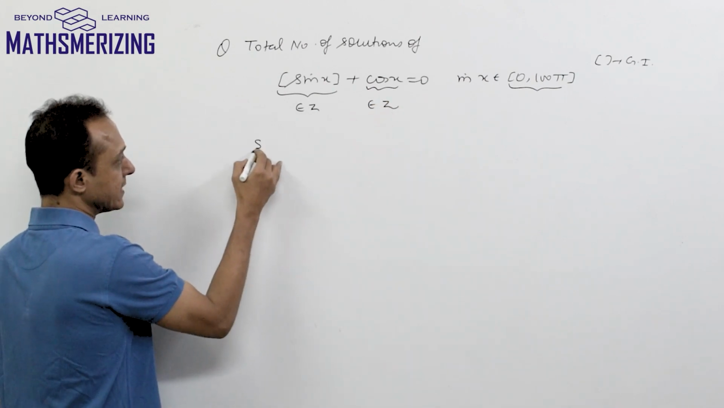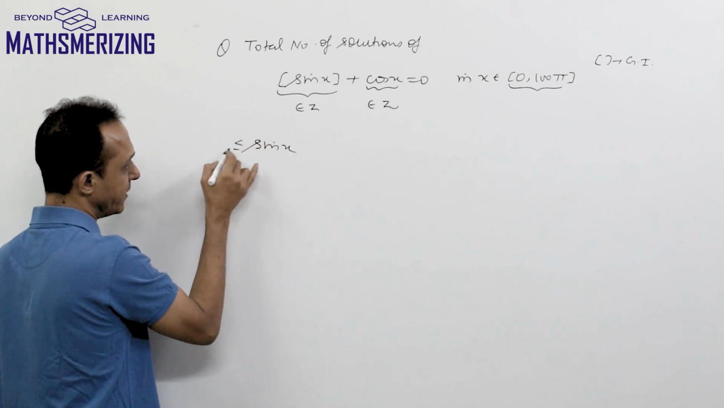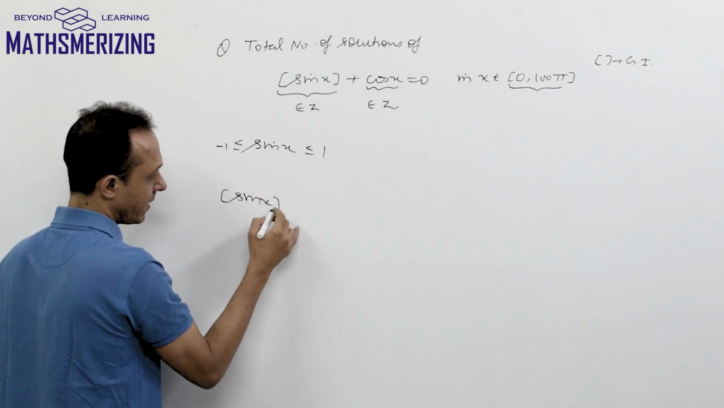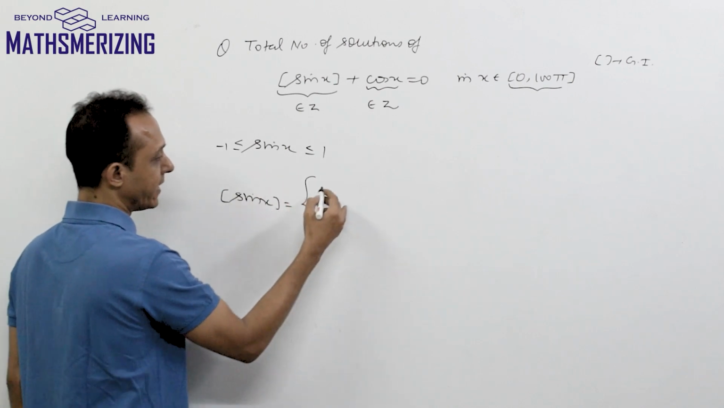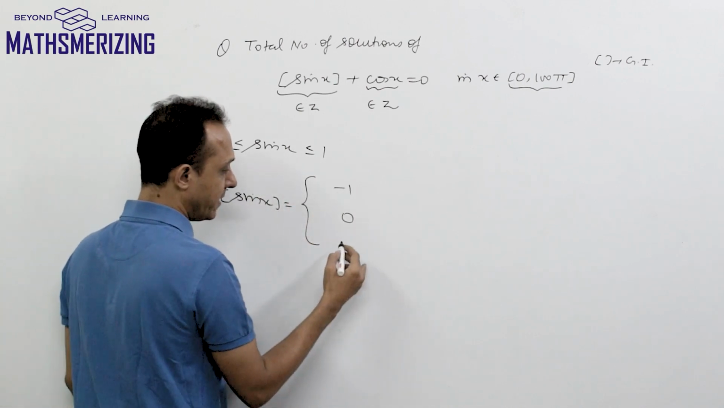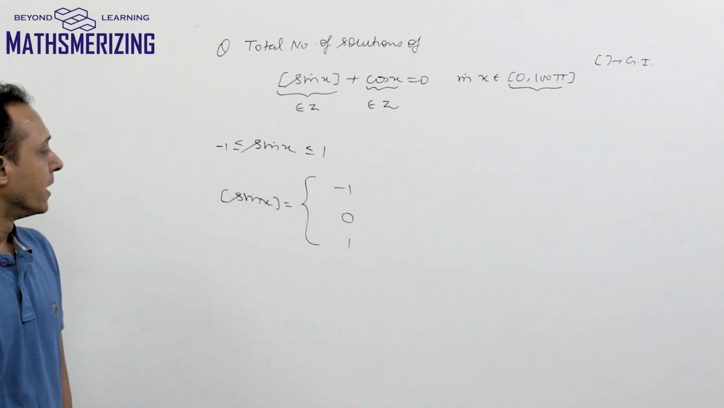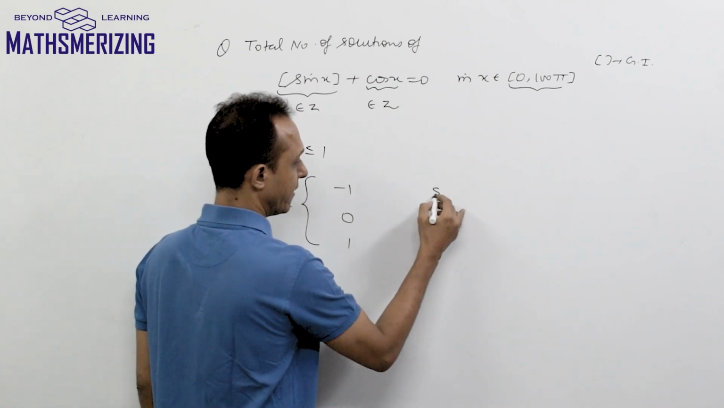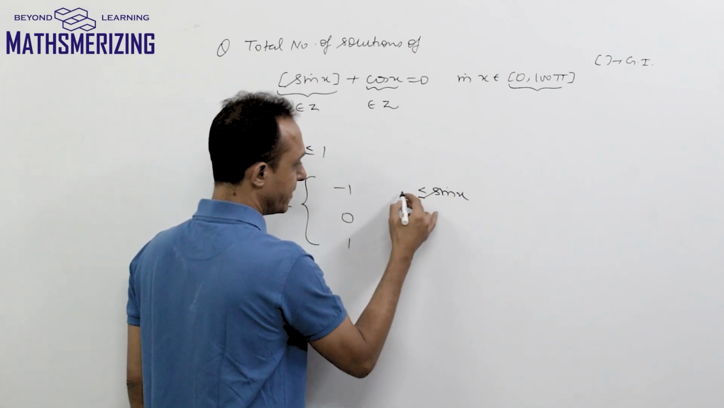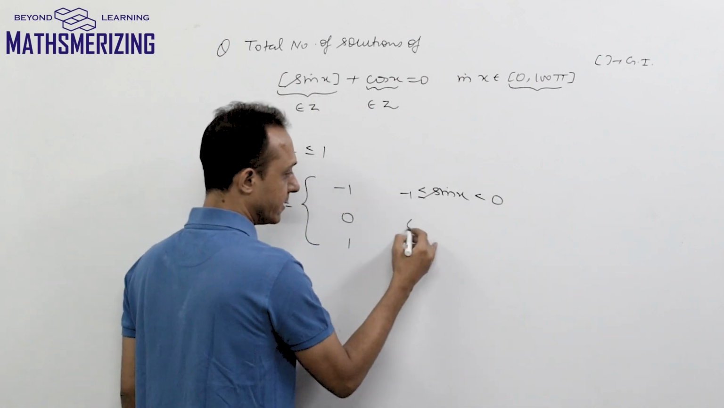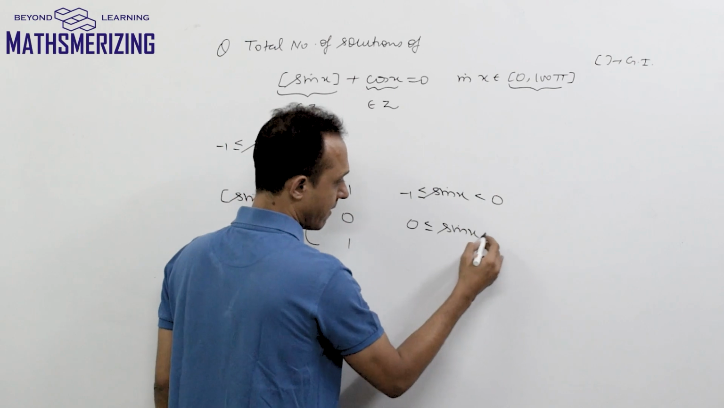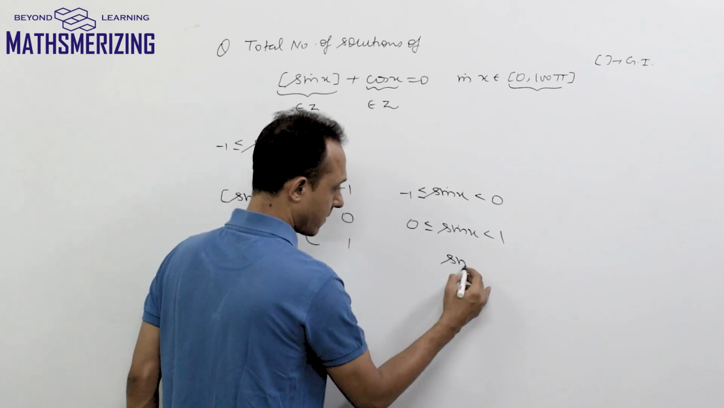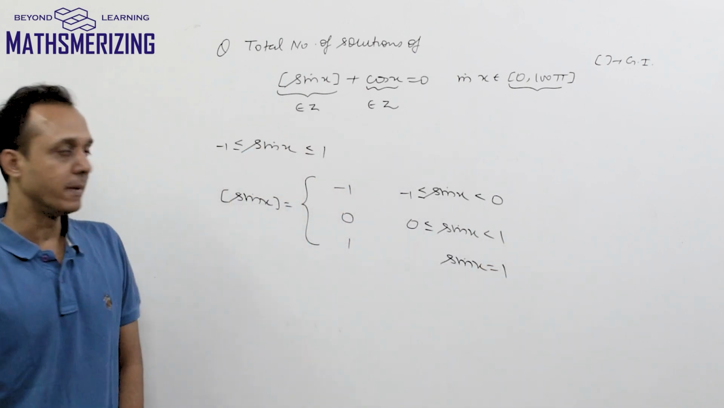Now the value of sin x lies between minus 1 and plus 1. So for the greatest integer function of sin x, there are only three integral values possible. Either its value will be minus 1, or it will be 0, or it will simply be plus 1. It will be minus 1 when the value of sin x lies between minus 1 and 0. It will be 0 when sin x lies between 0 and 1, and it will be 1 when the value of sin x is 1.